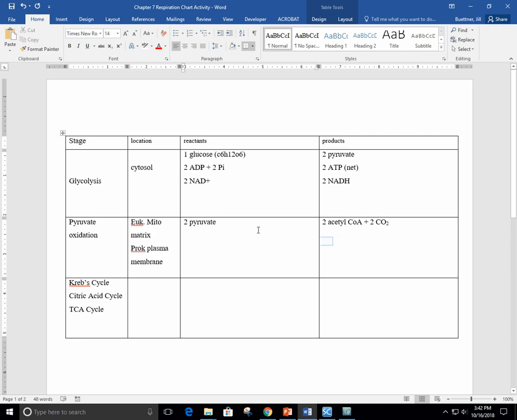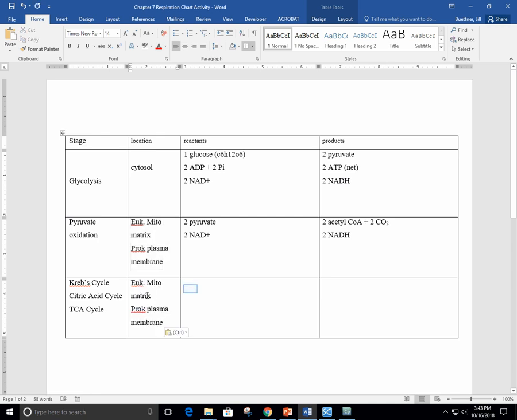Now, also, you may recall that there were two NADHs made. And if there were two NADHs made, then there must have been two NAD pluses that were reactants. So those picked up some electrons and became NADH.